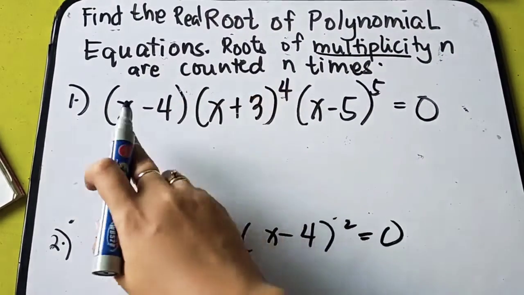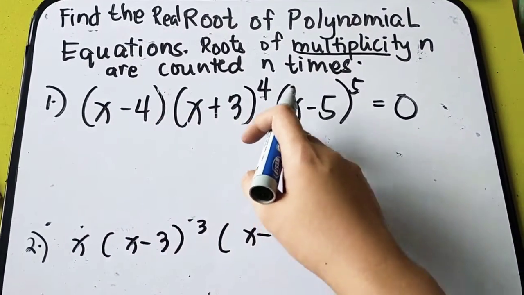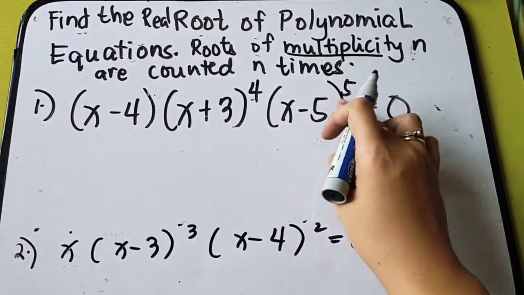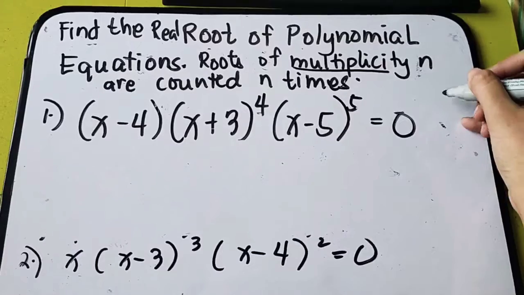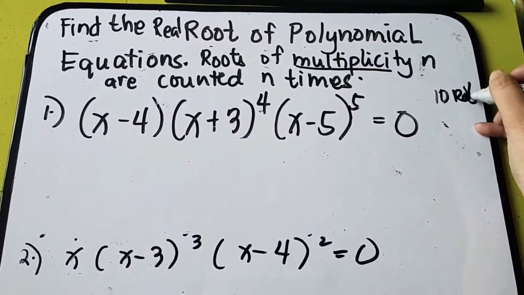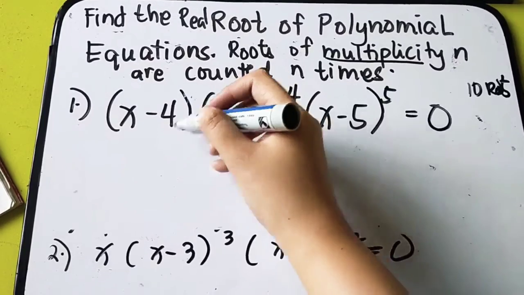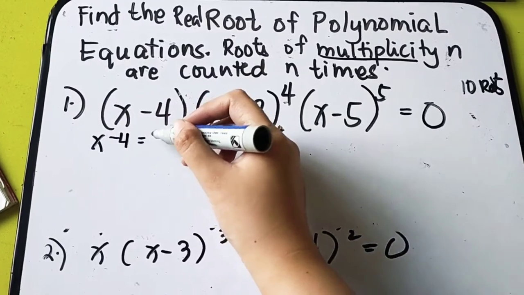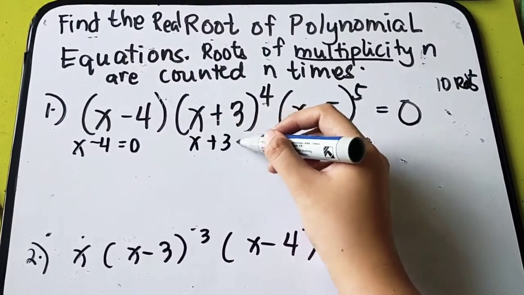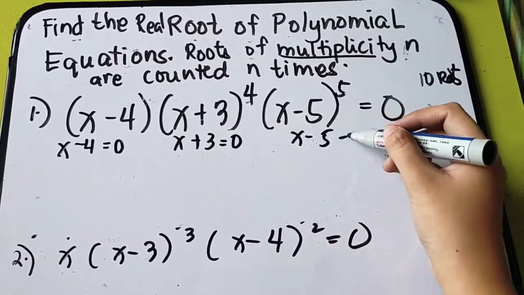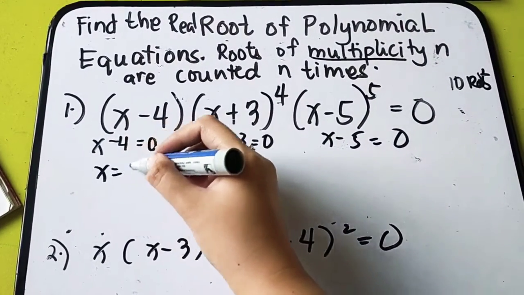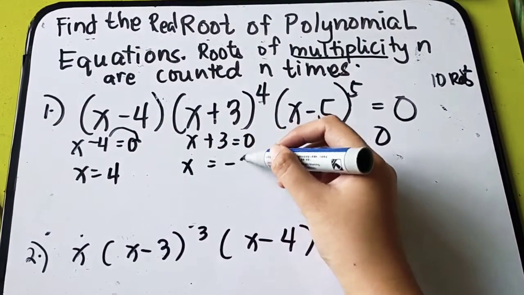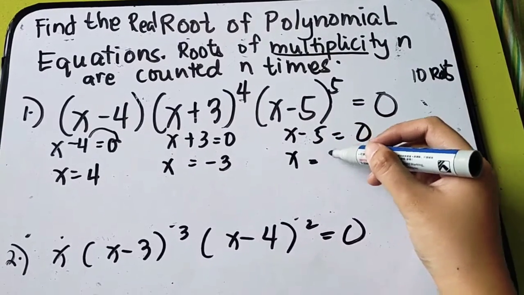Okay? For example, we have here x minus 4, then x plus 3 raised to 4, x minus 5 raised to 5. Earlier, our count of the real roots was 5 plus 4 plus 1, which is 10. So 10 roots is our count here. To find them, we equate all factors to 0 by the zero product property: x minus 4 is equal to 0, x plus 3 equals 0, x minus 5 equals 0. Transposing, x is positive 4. Then x is equal to negative 3, then x is equal to positive 5.